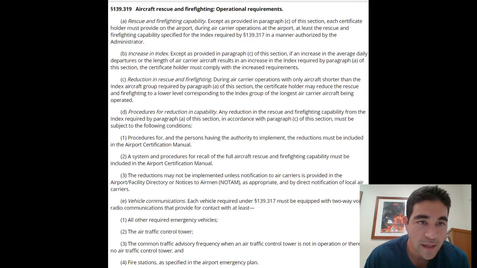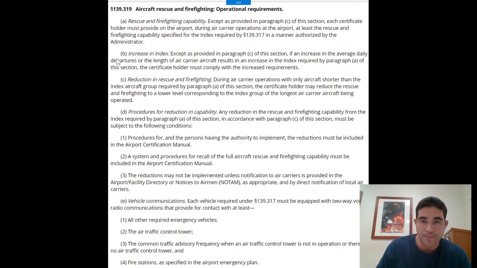An increase in index, letter B. If you have an increase in average daily departures or the length of aircraft results in an increase in index, the certificate holders must comply. So if we have a new aircraft that comes in and it's longer than our index, then we would have to make changes in our index, which means we would need to bring in another truck so that we can protect that aircraft. So that would be an increase in our index.